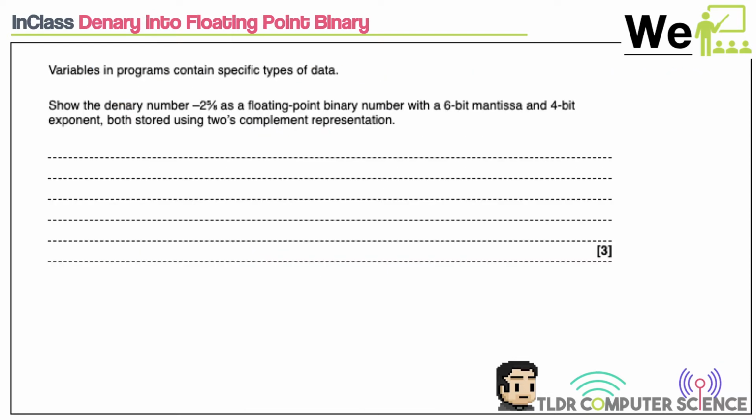Another question we're going to do here on denary into floating point. Variables in a program contain specific data types, real, integer, etc. Show the denary number -2 and 5/8. Let me write that out because it's not that easy to read. So that's -2 and 5/8. You need to show that as a floating point number with a 6-bit mantissa and a 4-bit exponent, both stored using 2's complement representation. Give that a try.